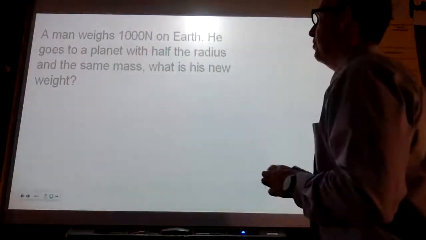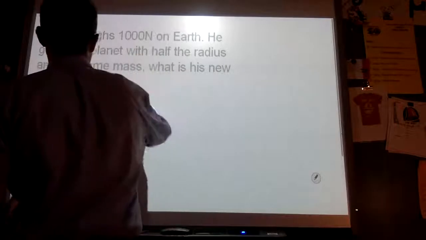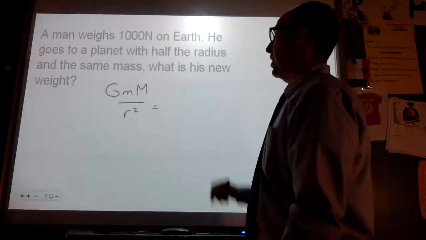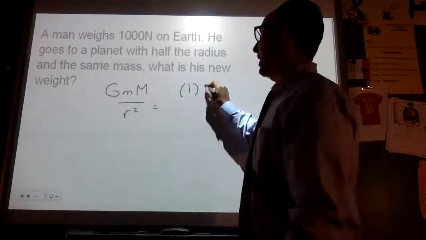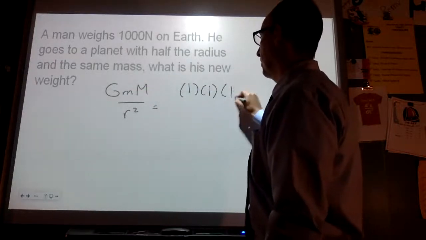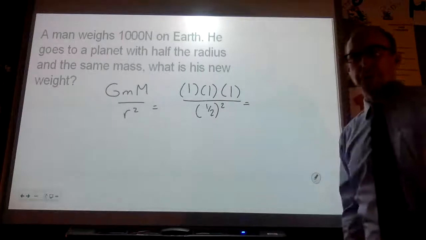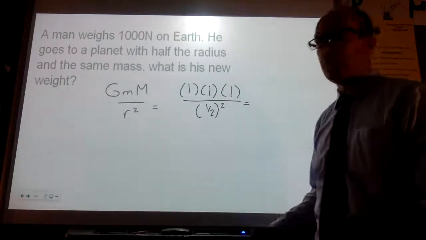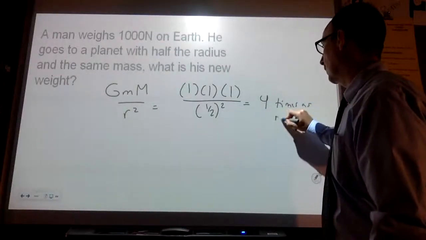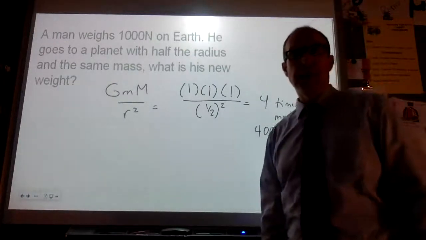All right, a man weighs 1,000 newtons on Earth. He goes to a planet with half the radius and the same mass. What is his new weight? So, looking at our formula, I'm going to put in ones for things that don't change. Universal gravity doesn't change. The man's mass doesn't change. The mass of the planet doesn't change. The radius went from 1 to 1/2. So I have 1 divided by (1/2) squared, which is 4. So he would weigh 4 times as much. So he would be a 4,000 Newton man.